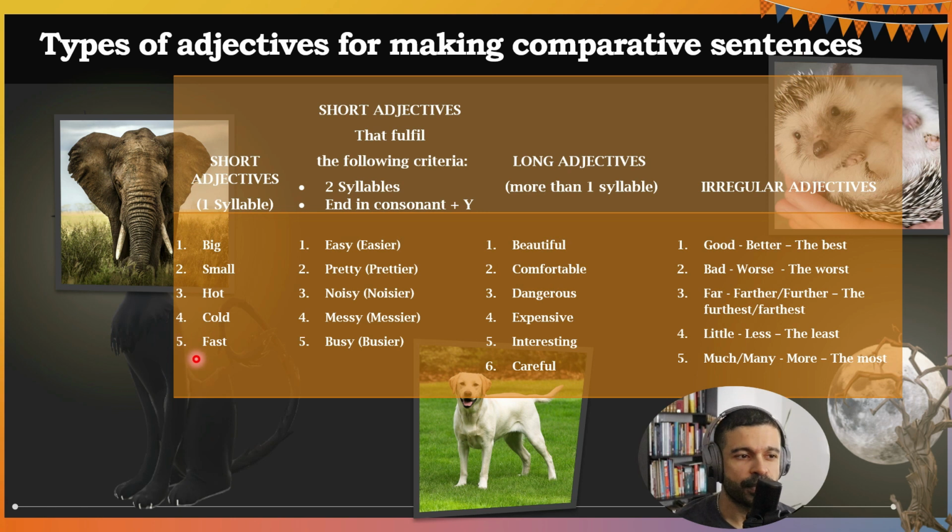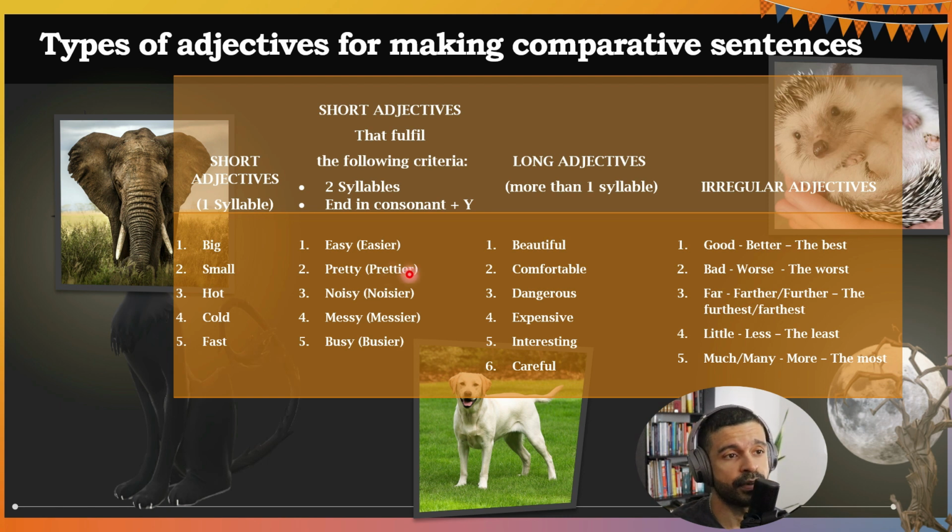Now there are four types of adjectives in English. You will find a longer list of adjectives in the description of this video, and they are divided into these four categories. The first category is short adjectives. Short adjectives are all the adjectives that only have one syllable. Remember that adjectives are descriptions or qualities of nouns. Here we have examples: big, small, hot, cold, fast. So by definition, an adjective is short if it has one syllable, and if an adjective has two syllables or more, then it is considered a long adjective.